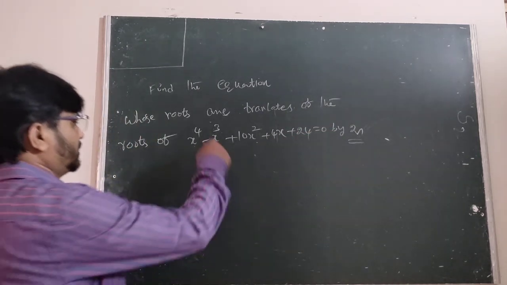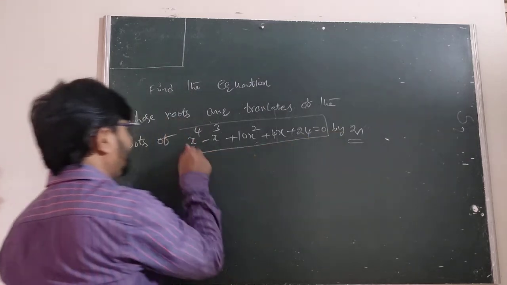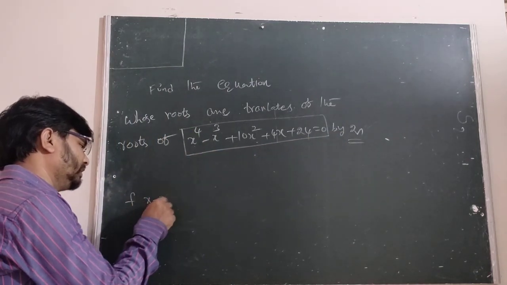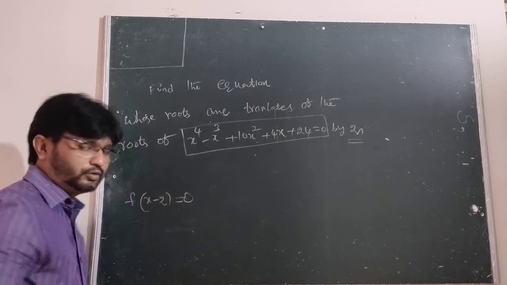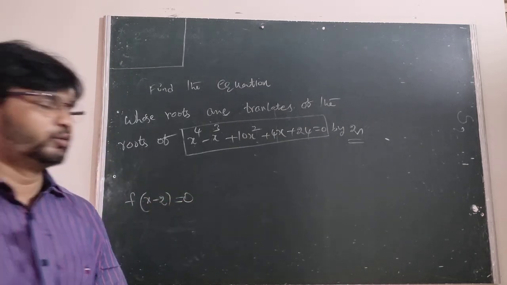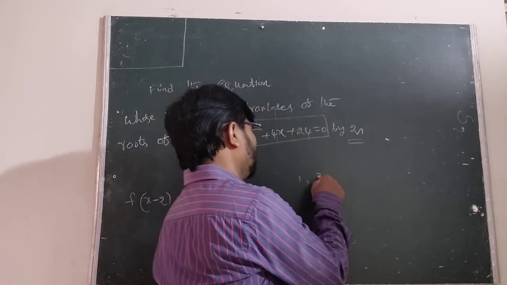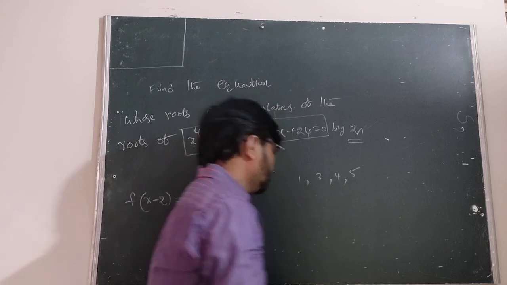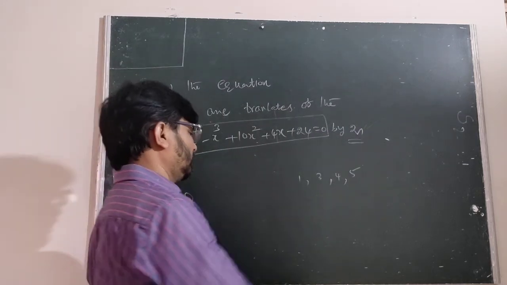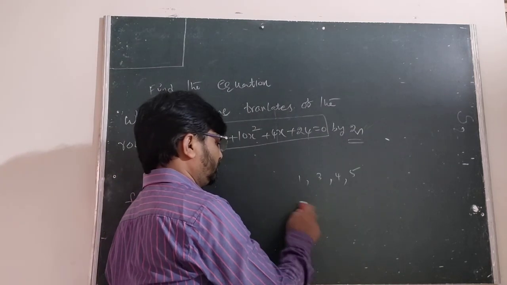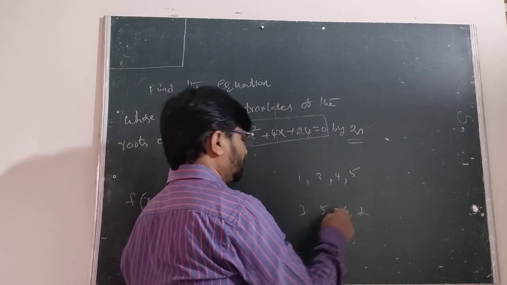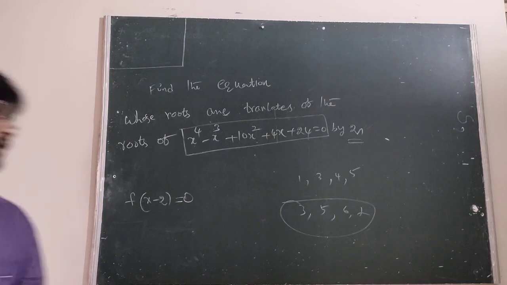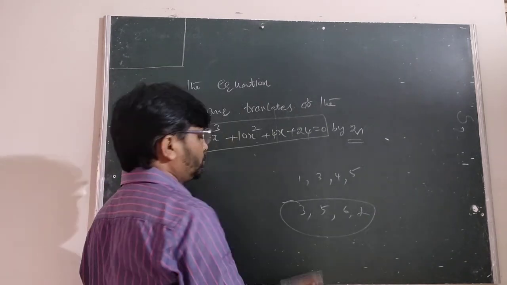Therefore, how to solve this, sir? Here simply we can take f of x minus 2 equal to 0 as the solution. Translated by 2 means, suppose the roots are 1, 3, 4, 5. Taking this as an example, the required equation has the roots 1 plus 2, 3, 3 plus 2, 5, 6, 7. These are the roots of the required equation. Translated by 2 means increasing each root by 2.